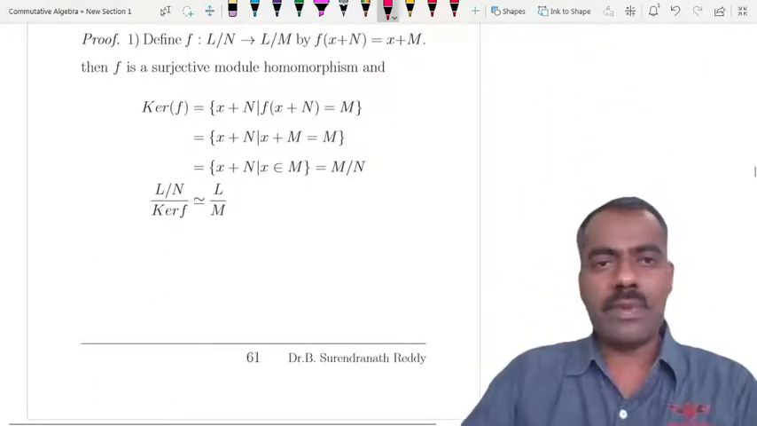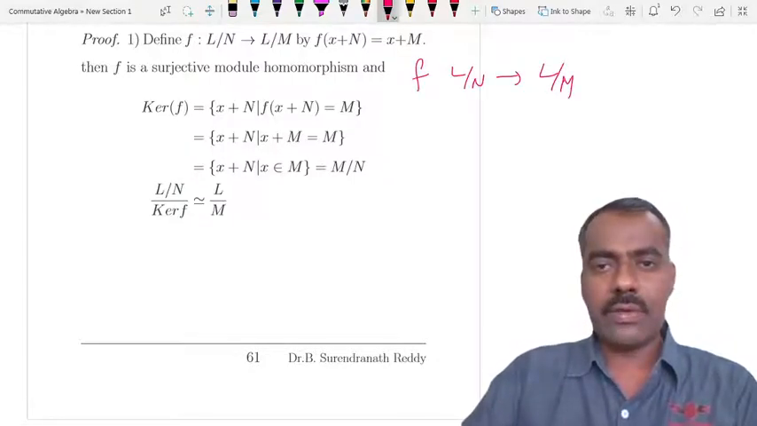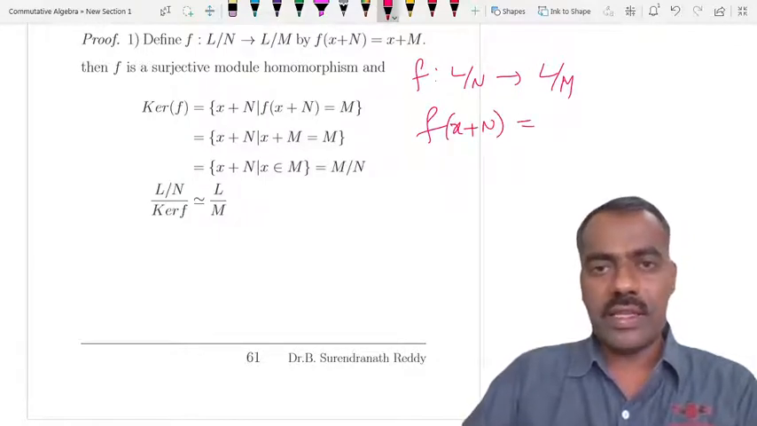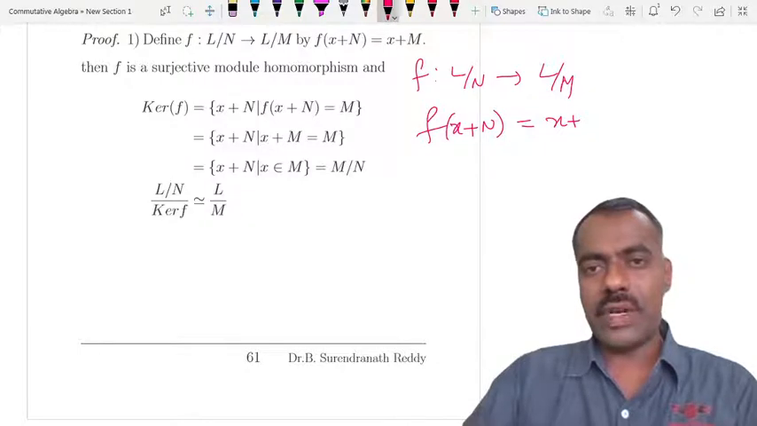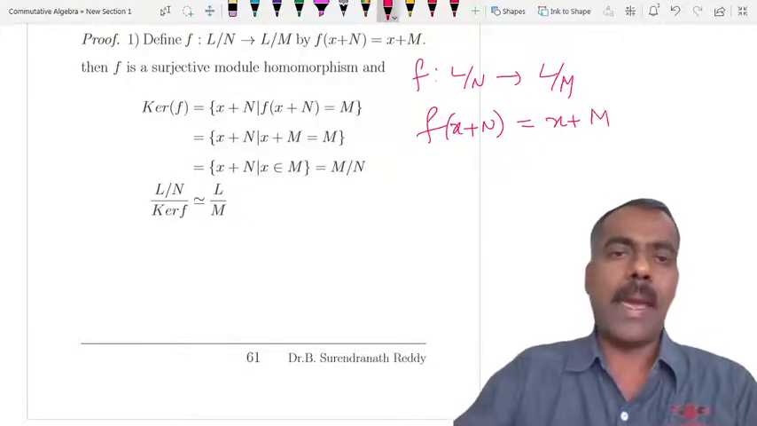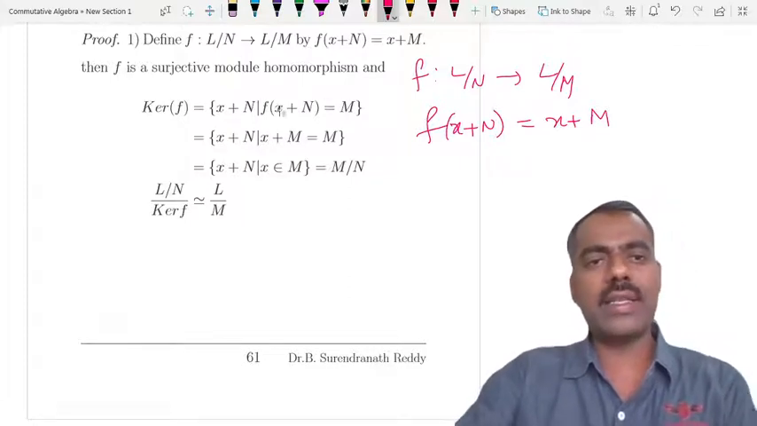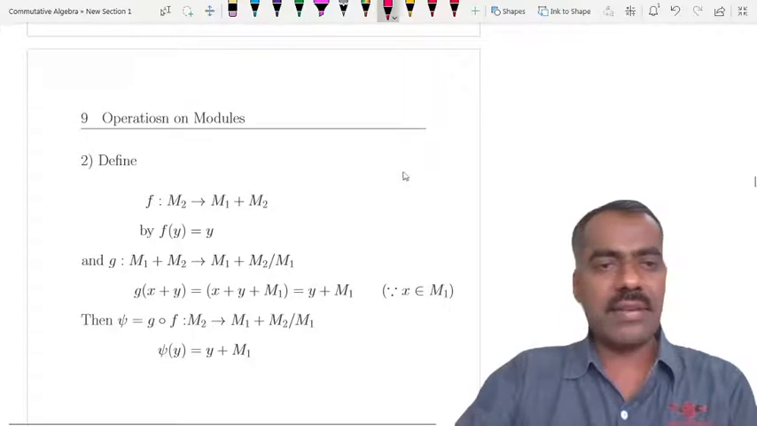So for example, from L modulo n to L modulo m, define f. How? f of x plus n, you define simply as f of x, because it is again in L only. So x is in L. We want this one, x plus m. Then you can check that the kernel of f is precisely m modulo n and so on. It is a surjective homomorphism. The basic calculations I skip.